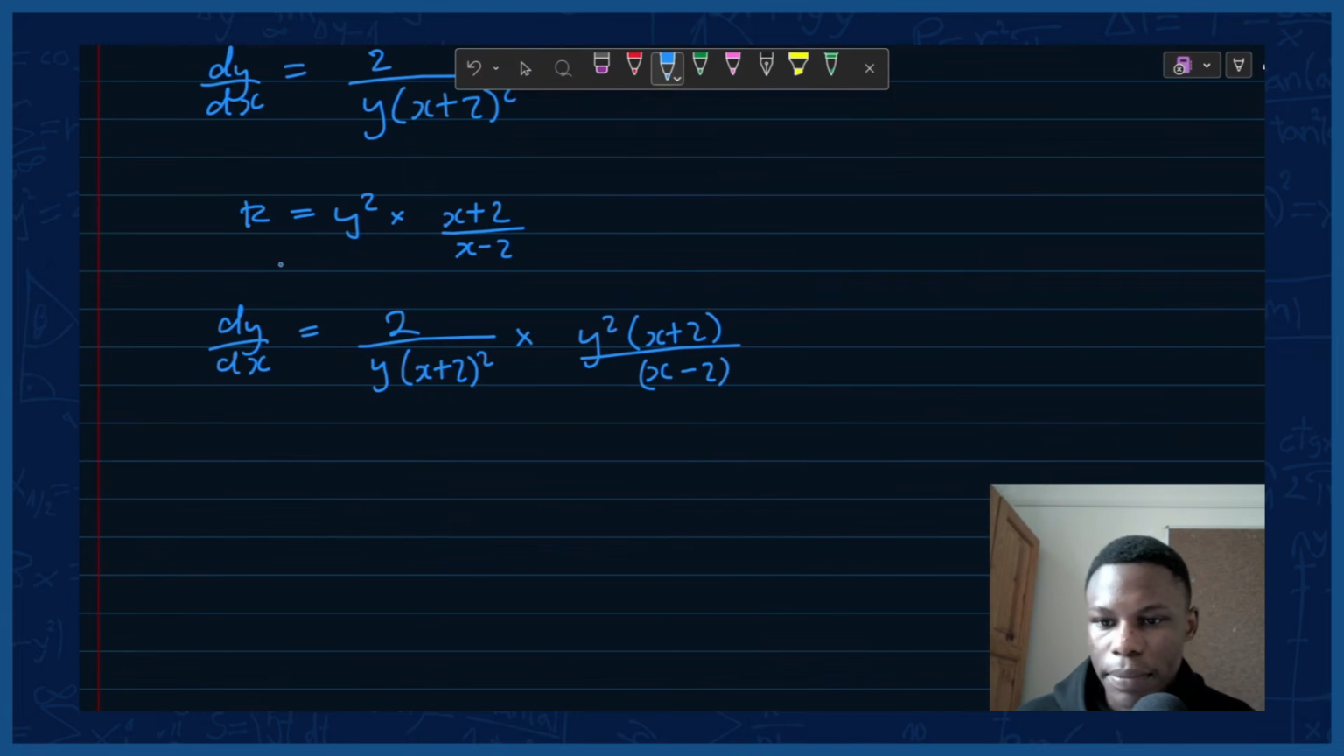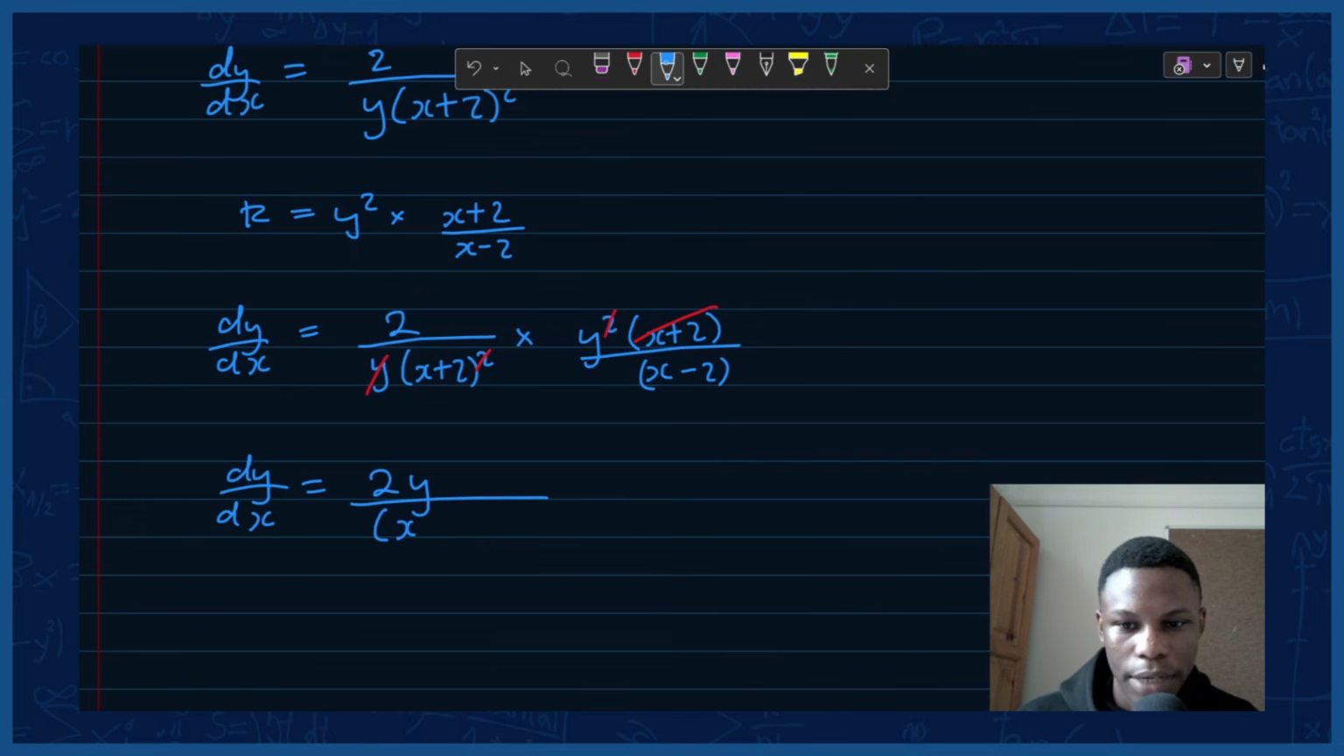Let's simplify. So dy/dx is equal to, I'm going to have the 2 still, this 2 is still there. This y will get taken out by one of the y's here, and then I'm still going to have 1 y in the numerator, and then this x plus 2 will take out one of our (x plus 2)s here, and then I'm going to have (x plus 2) multiplied by (x minus 2), which is this x plus 2 and that x minus 2.